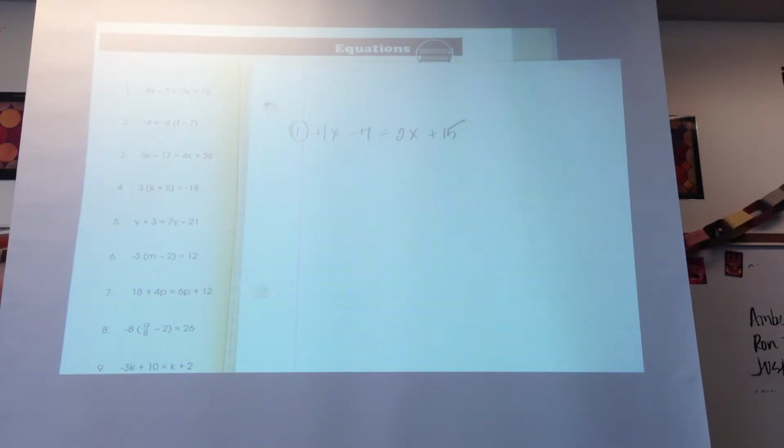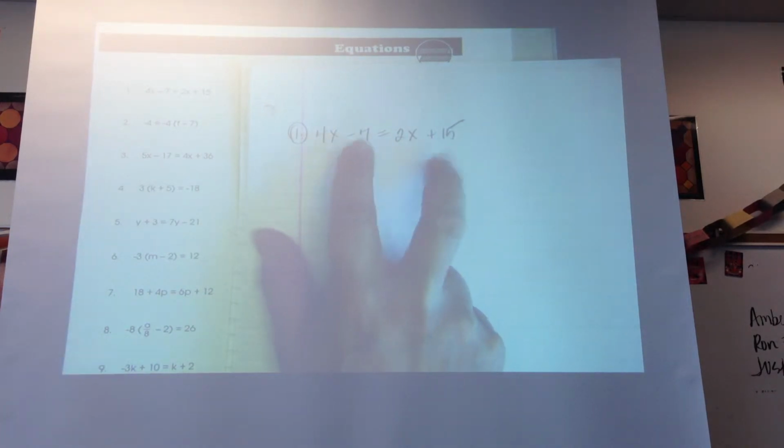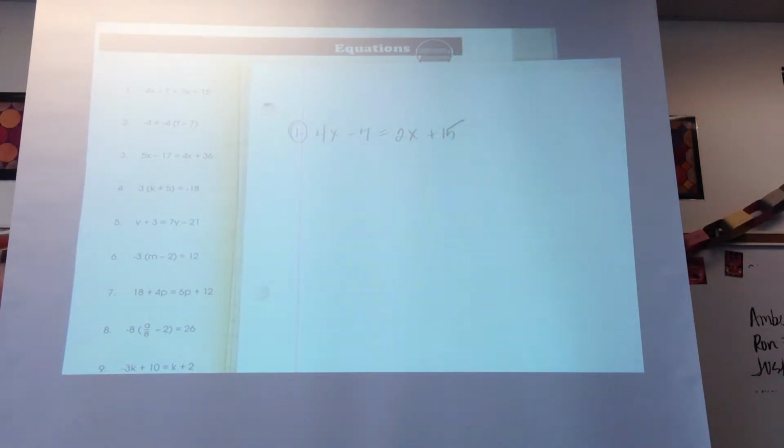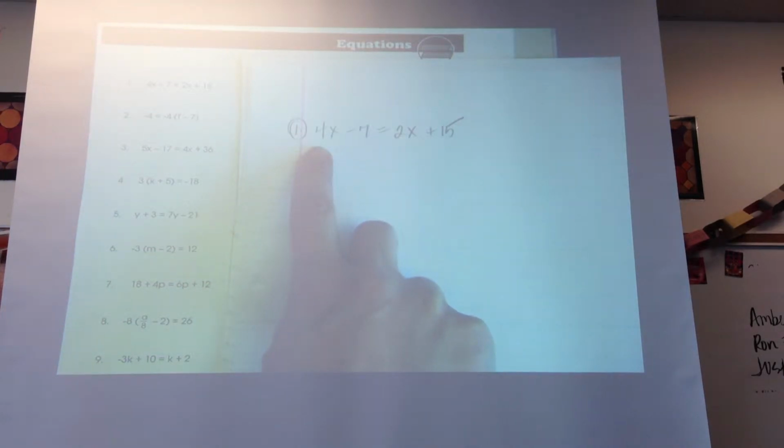Start undoing. Is there multiple ways? I believe that there is. Multiple ways that I could start undoing this. What would be one way that I could start undoing to get x alone? Because that's the whole point. What's one way? I could add 7 to both sides. I sure could. What's another way I could start this? I could subtract 15. What else? I could subtract this, or I could subtract this. Since there's 4 things going on, I've got 4 choices about how I start.